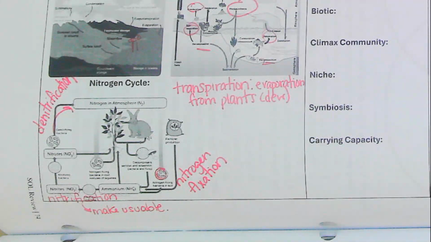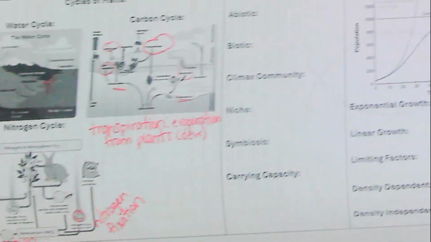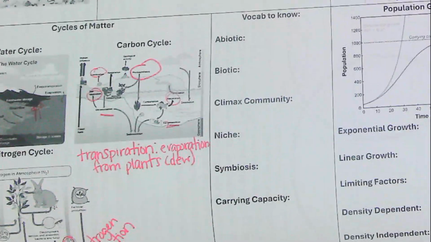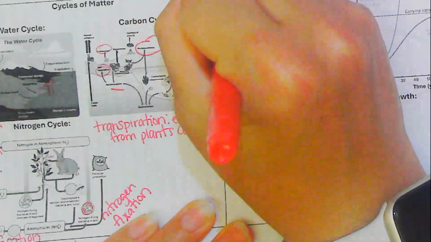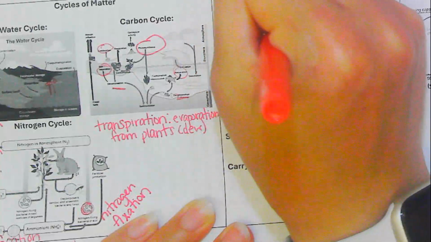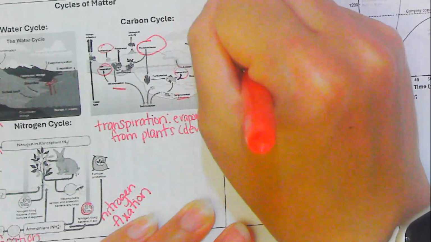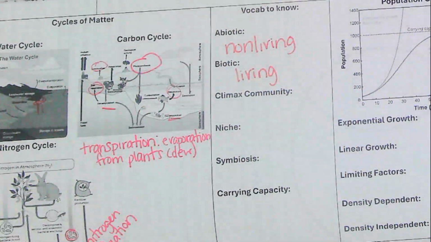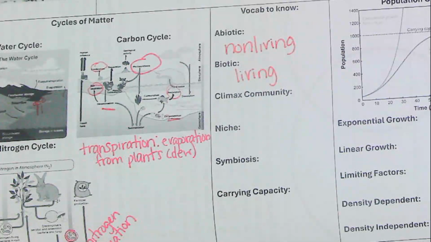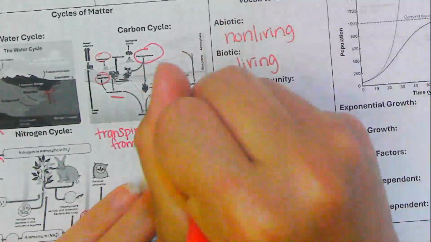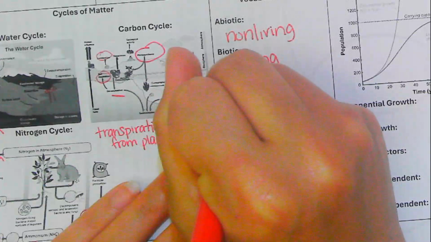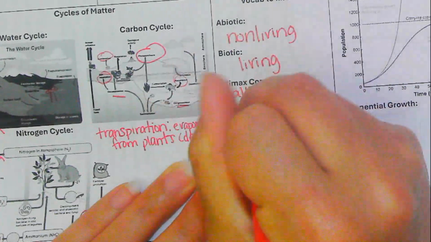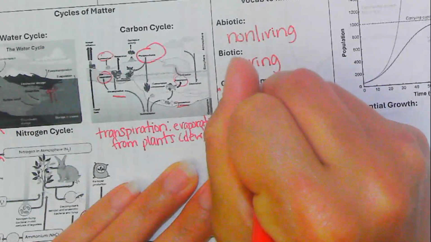Good? Okay. Next one, vocab to know, right there in the middle. What does abiotic mean? Not living. What does biotic mean? Living. What is a climax community? Perfect. This is our goal. This is going to have a high level of biodiversity.